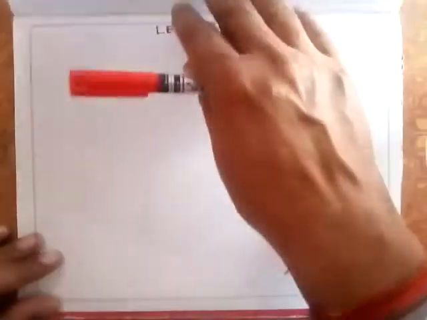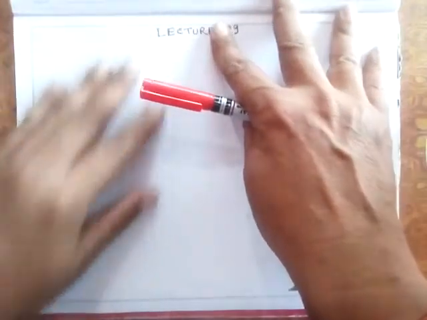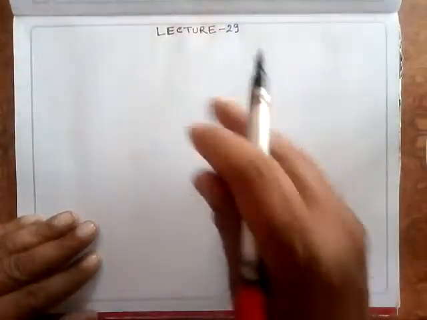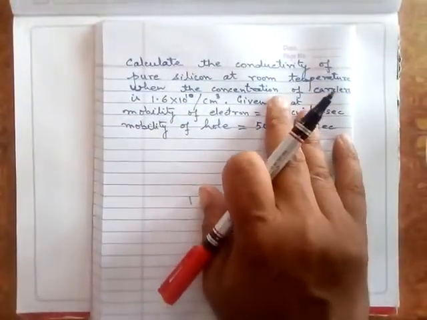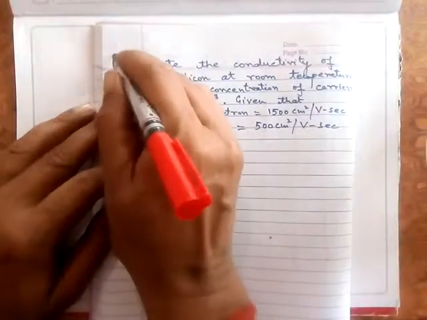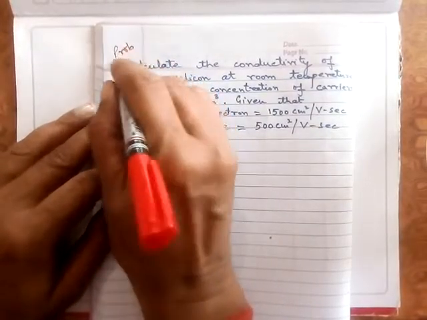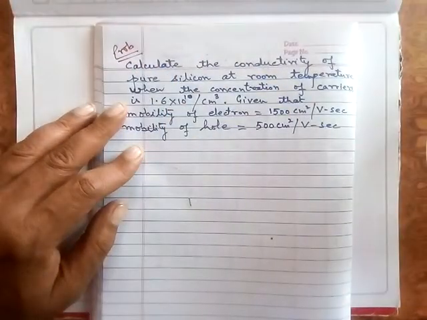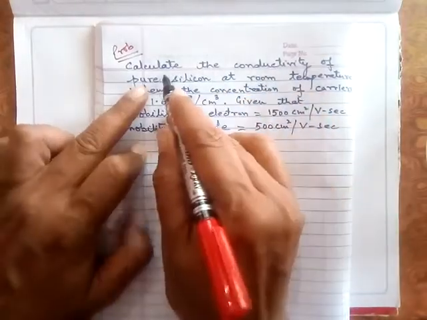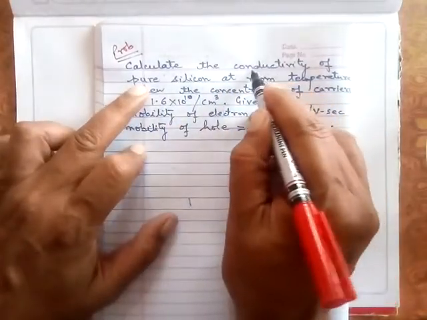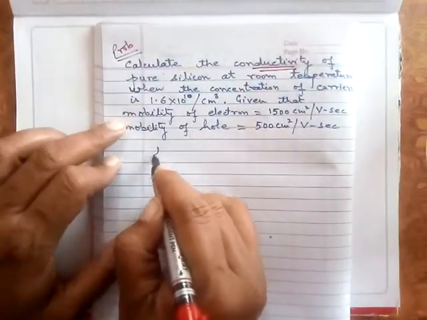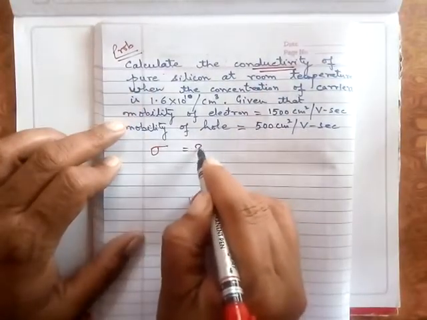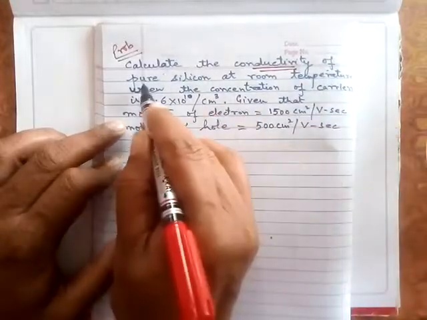Now let's do some problems based on this first of all, then I'll move to the next article. So the first numerical that I'll discuss with you here says calculate the conductivity. What you have to find is the conductivity. Calculate the conductivity of a pure silicon.